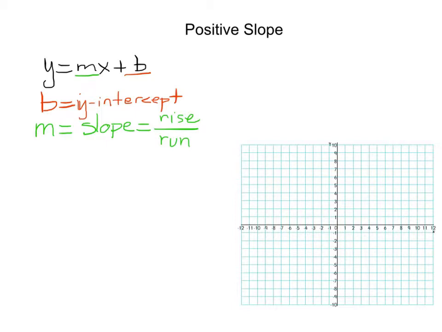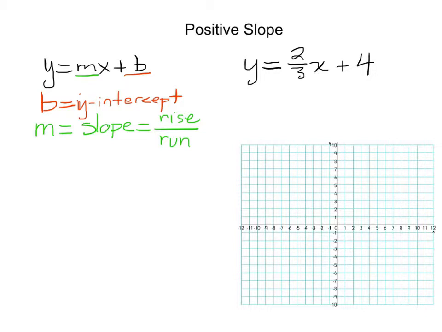So now, let me give you an equation, and let's graph the equation and see what we come up with. So let's say that I gave you the equation y equals 2/3 x plus 2. Actually, let's change that. Let's make it plus 4. So we have y equals 2/3 x plus 4.